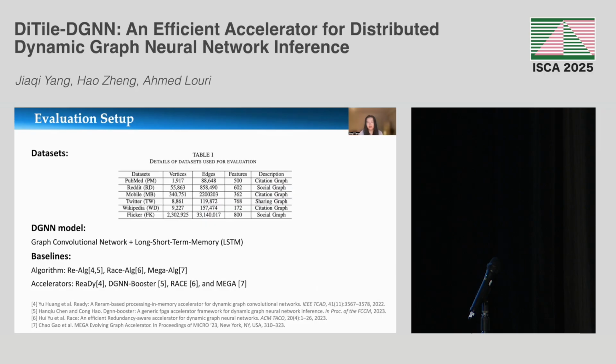We compare against 4 state-of-the-art accelerators: ReDy, DGNN-Booster, RISE, and Mega. Our benchmarks include the graph convolution network with the LSTM across real-world dynamic graph datasets, including PubMed, Reddit, Mobile, Twitter, and other datasets.